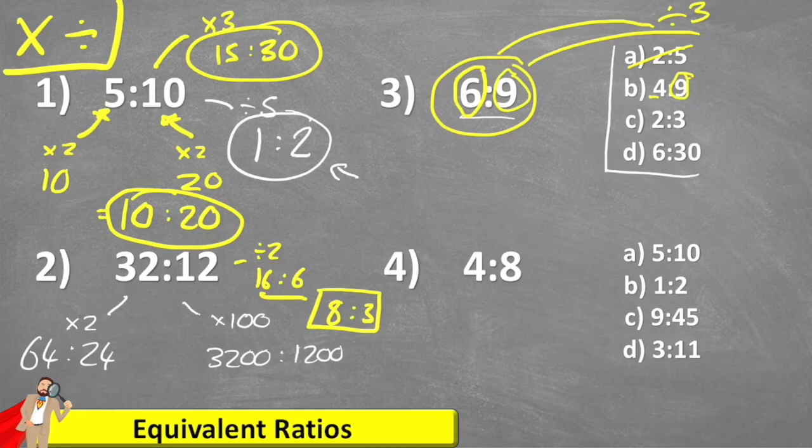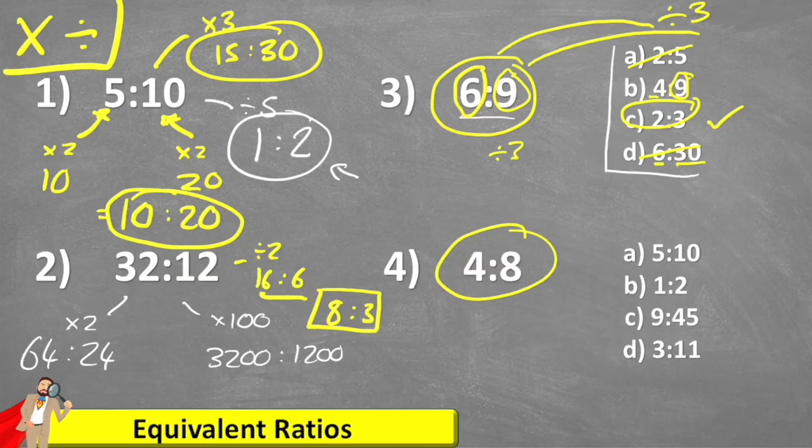2 to 3. Okay, this looks a bit promising. To get from 6 down to a 2, we would divide by 3, and if we divided my 9 by 3, I would get 3. So 2 to 3 is an equivalent ratio. What about 6 to 30? Well, for exactly the same reason as B, it can't be because we've got a 6 at the start and a different number at the end. Not equivalent.